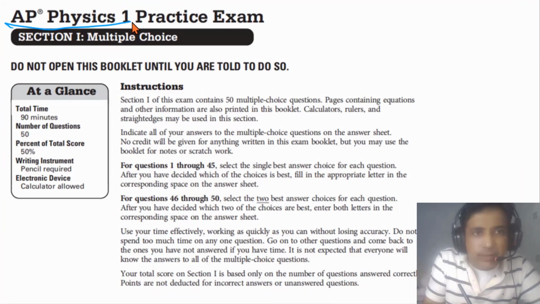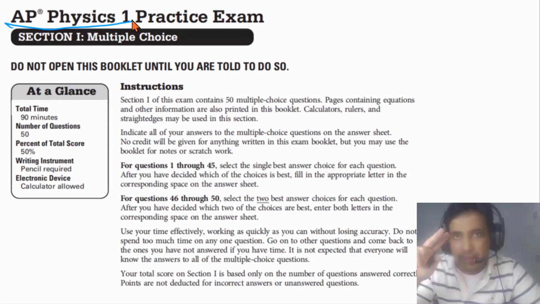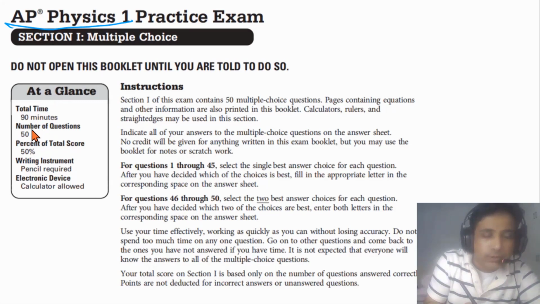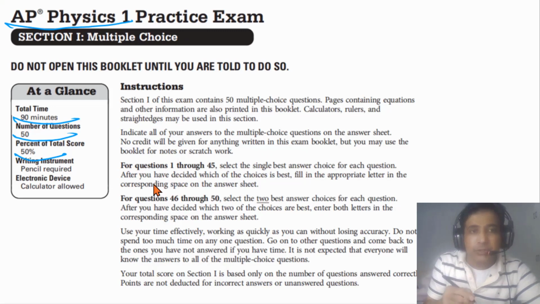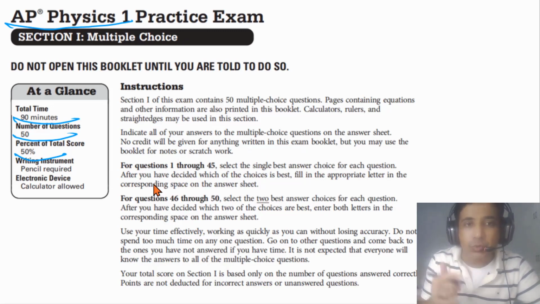The AP Physics 1 exam consists of two sections. Section 1 has only multiple choice questions and section 2 has only FRQs. The total time for section 1 is 90 minutes and the total number of questions in this section is 50, and this is 50% of the total score. This section is also divided into two parts.